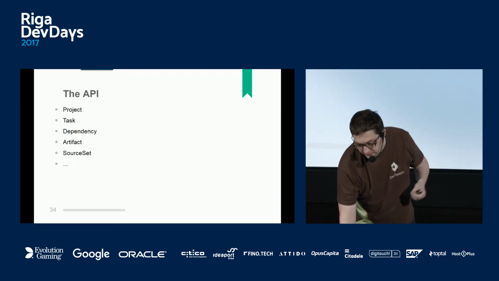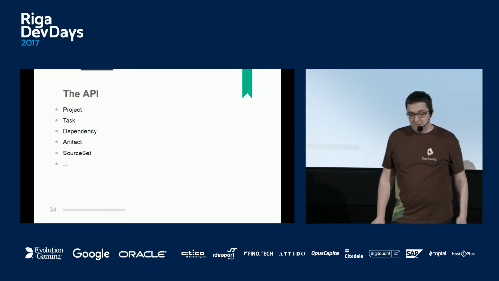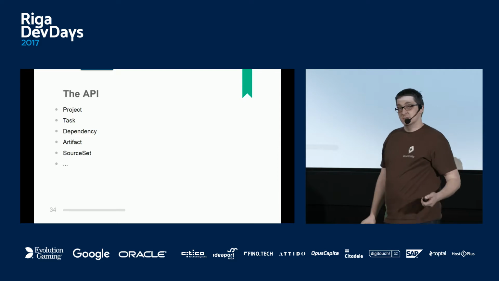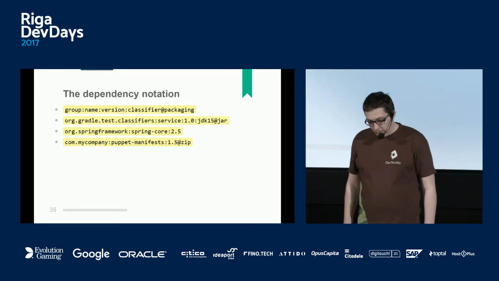Yeah, and the most common things from the API are project, task, dependency, artifacts, and source set. It's worth knowing. If you are really into Gradle, it's worth knowing what these objects provide. And the Javadoc is there. I mean, it's public documentation.